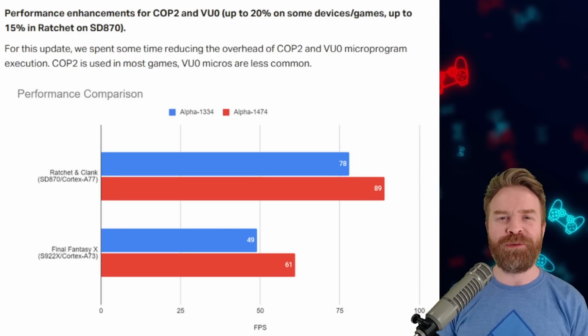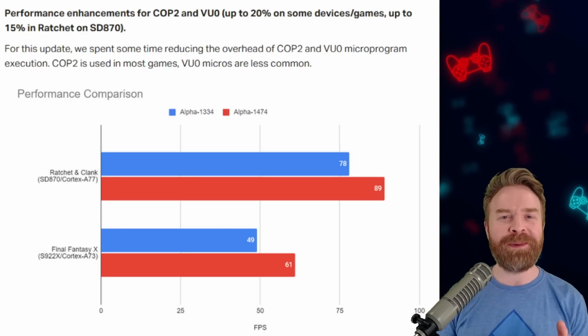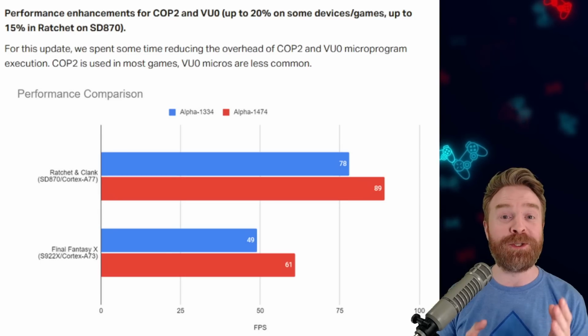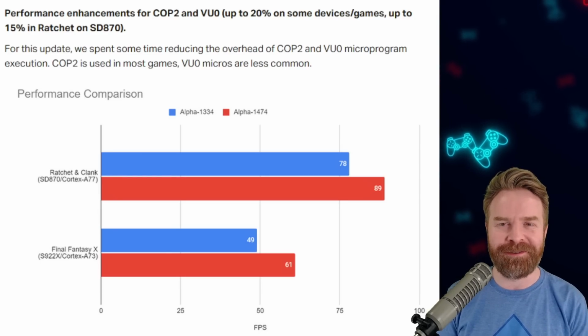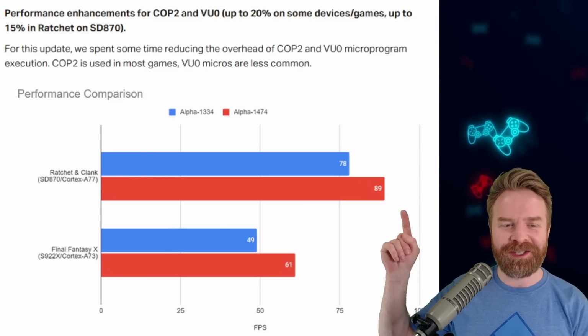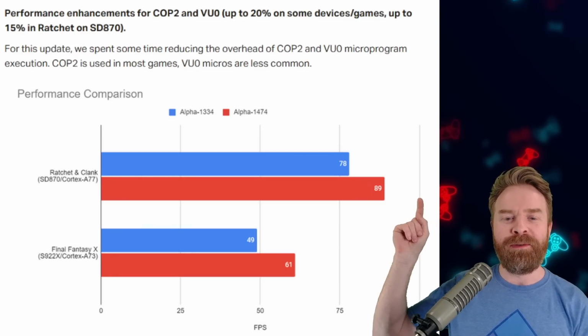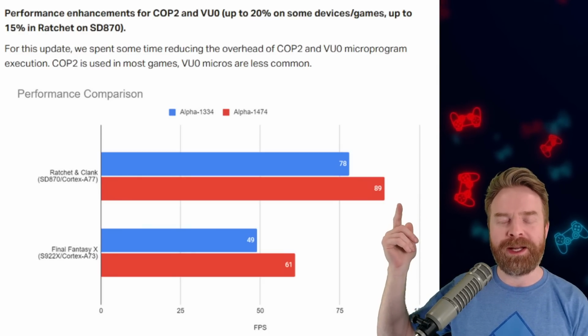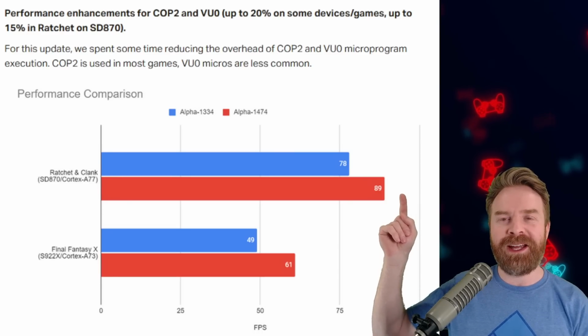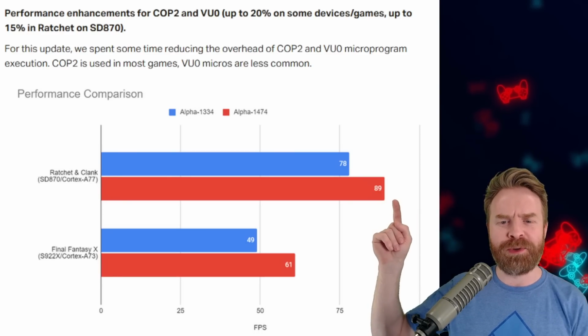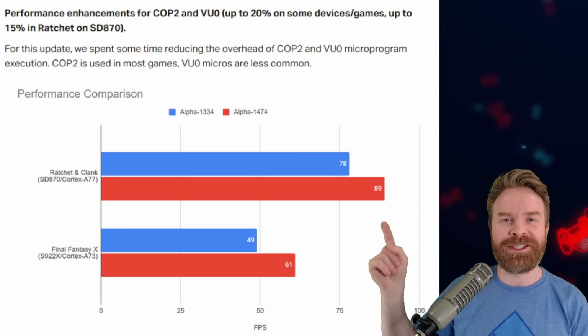And speaking of improvements, Aether SX2 got some pretty massive performance enhancements, up to 20% on some games and devices. If we take a look at this chart here, this is Ratchet & Clank running on a Snapdragon 870. Before is represented by the blue, and red is after. Before is 78 frames a second, and after these improvements, it's running at 89 frames a second.